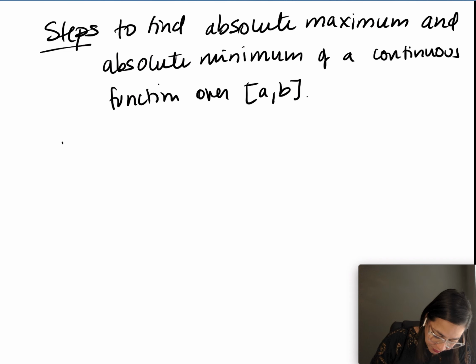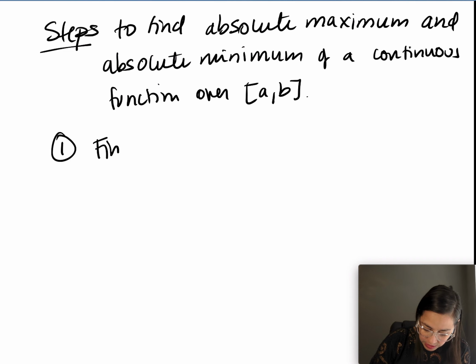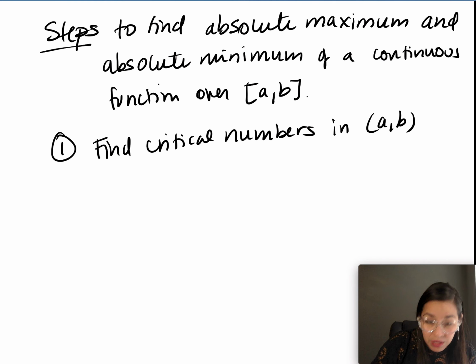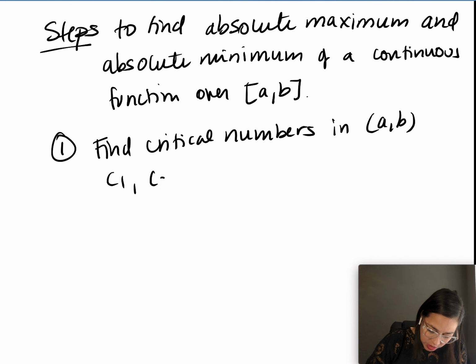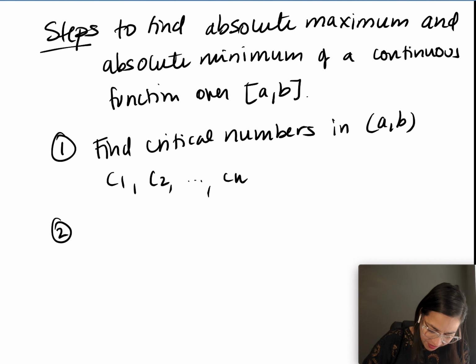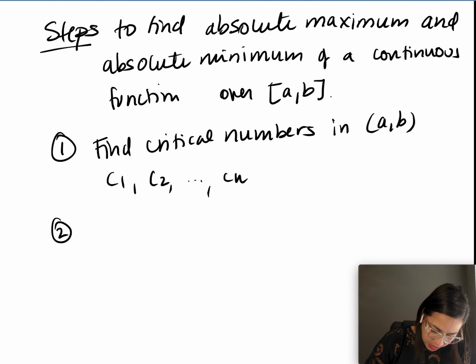Step one, find critical numbers in [a, b]. I'm going to call them C1, C2, all the way to Cn so that I can refer back to them. Step two, I'm going to call the continuous function f so that I can write this easier. Okay, so function f.